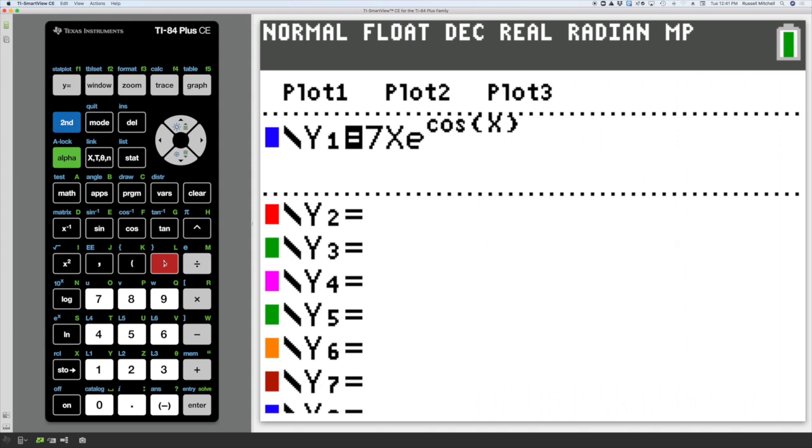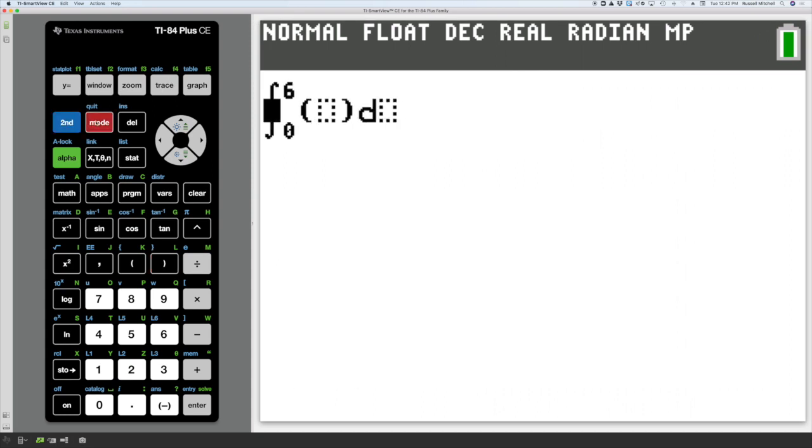Now, one thing we got to make sure on, because this deals with the trig function, is that we're in radians. So check your calculator, make sure up here at the top says radians. And now what we can do is go back to our home screen.